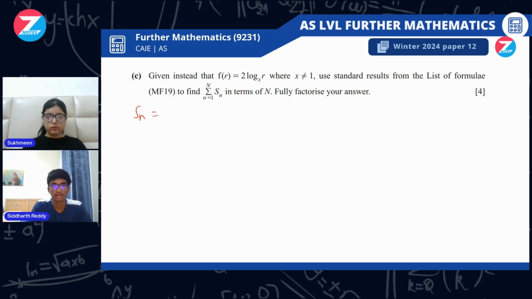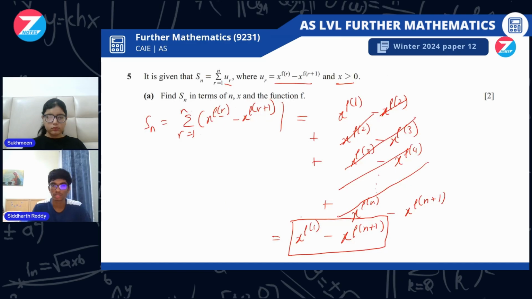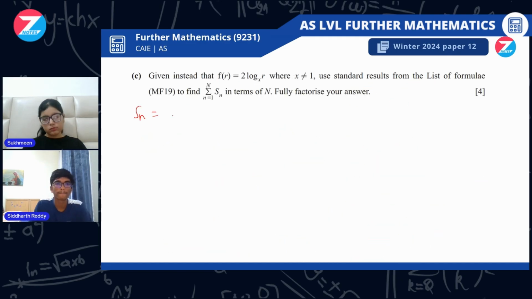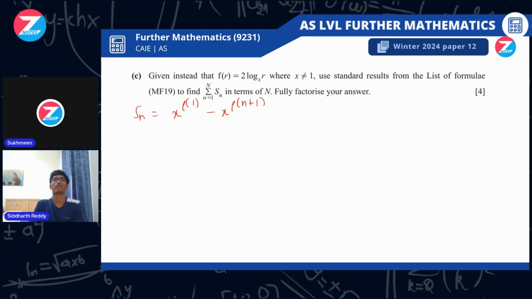So Sn, we already found out that it's x to the power f of 1 minus x to the power f of n plus 1. So now they give f of r is equal to 2 log base x of r. So we can write this as log base x of r square. So we can write this as x to the power log base x of r square minus x to the power log base x of n plus 1 square.